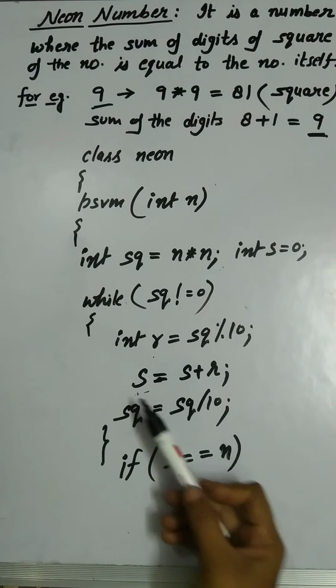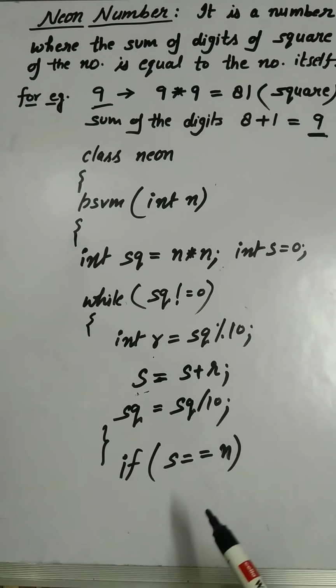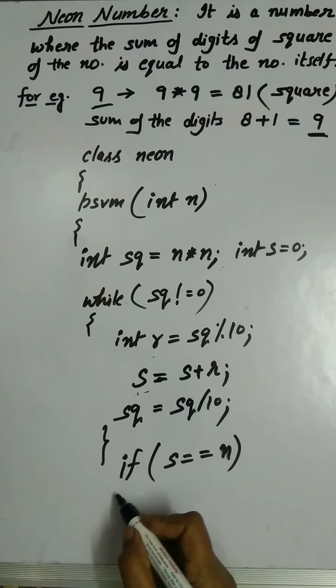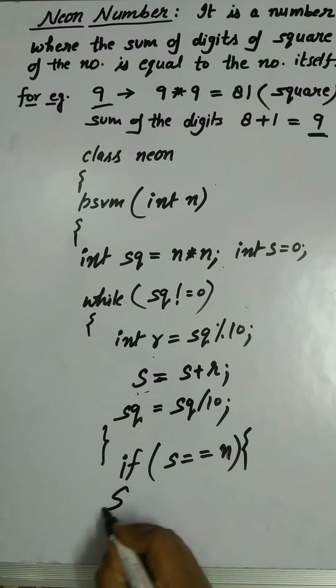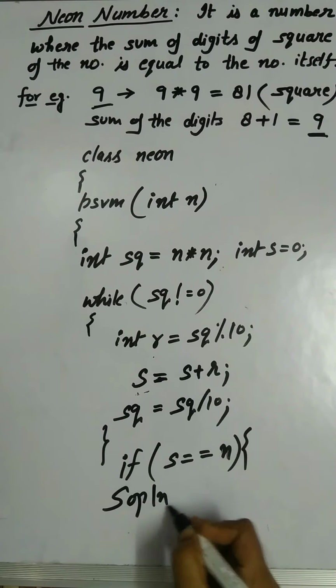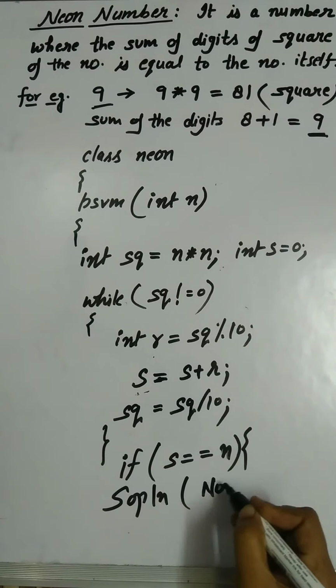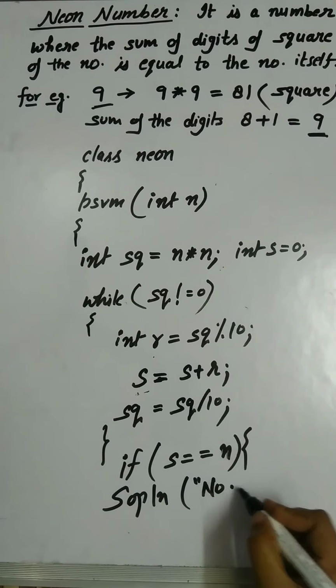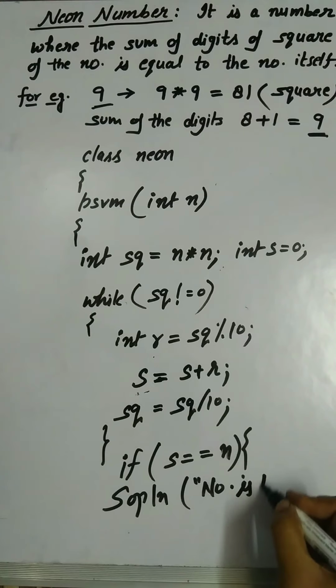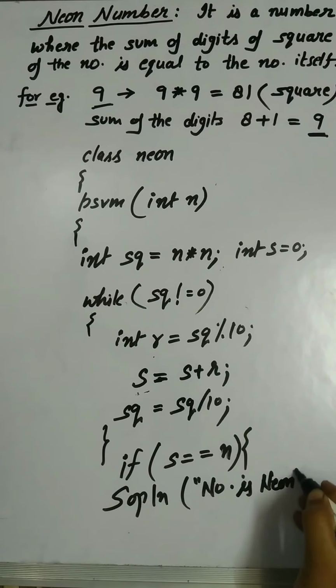If the s value and the n value both are equal, then SOPLN: the number is neon. Okay.